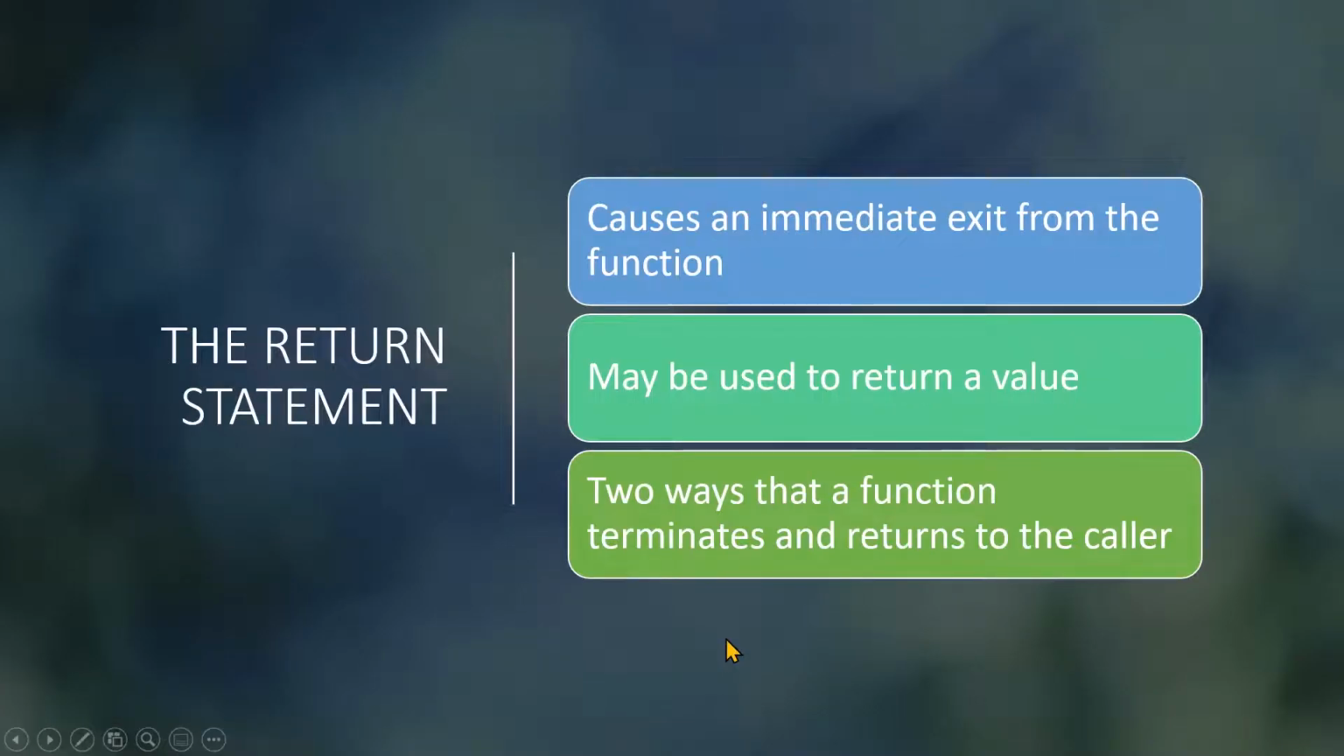The return statement causes an immediate exit from the function. It may be used to return a value. And there are two ways that a function terminates and returns to the caller. One is without specifying the return, like we saw earlier, and one is we use the return, but it's recommended to use that return statement. Right?